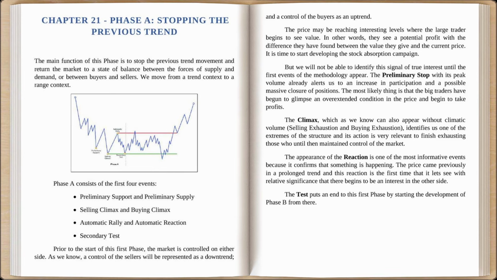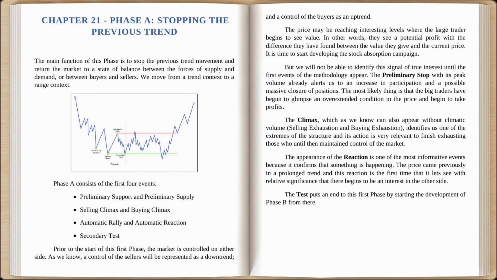Prior to the start of this first phase, the market is controlled on either side. As we know, a control of the sellers will be represented as a downtrend, and a control of the buyers as an uptrend. The price may be reaching interesting levels where the large trader begins to see value. In other words, they see a potential profit with the difference they have found between the value they give and the current price. It is time to start developing the stock absorption campaign.